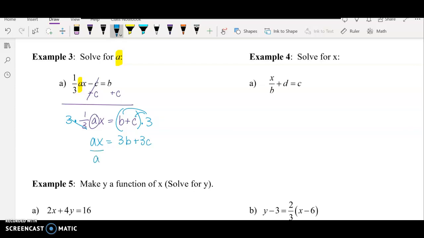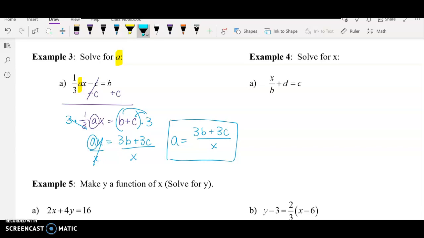And then I'm going to go ahead and, oh, nope, I don't want to divide by a. See, careful with that. I just didn't. I want to get a by itself. I'm going to get rid of the x instead. So I'm going to divide both sides by x, and I get a equals 3b plus 3c, all divided by x.